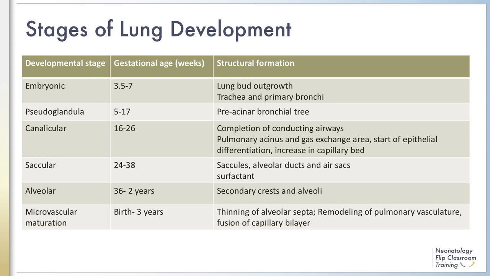Lung maturation continues after term birth, and in addition to thinning of the alveolar septa, the lungs undergo a phase of microvasculature maturation with remodeling of pulmonary vasculature and a fusion of the capillary bilayer. Although the distinctive histologic and structural changes in each stage of lung development have been well described, the regulatory mechanisms that are responsible for these changes are not fully understood.